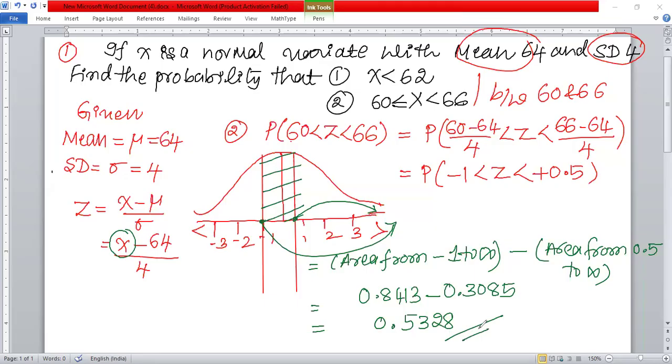Look at that, divided by, the answer is -1, 0.5. Area from -1 to infinity, plus infinity minus infinity. Then similarly, area from 0.5 to infinity. Then only we will get the shaded area. What is the area of that? 0.5328. So this is the first question for standard normal variate. That is equal to x minus mu by sigma. So let me go for the second question.